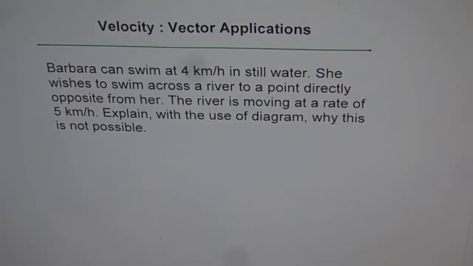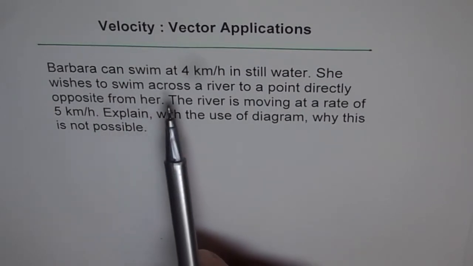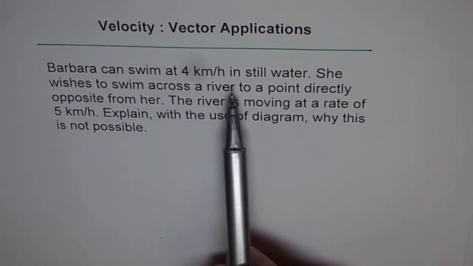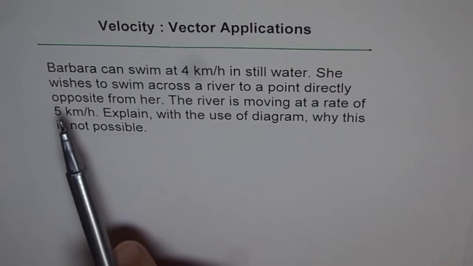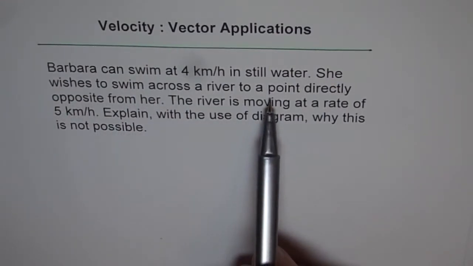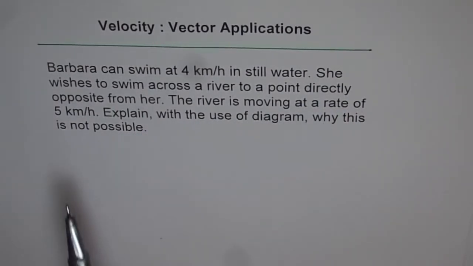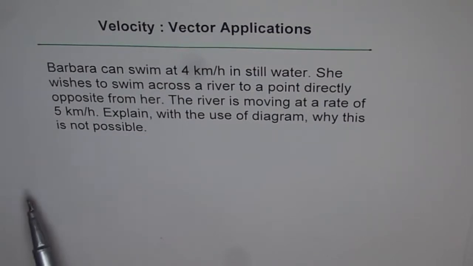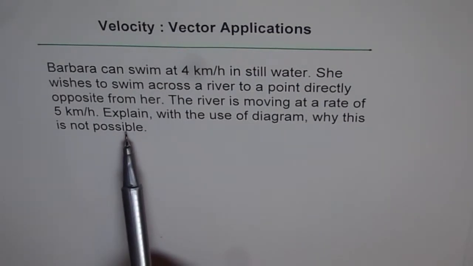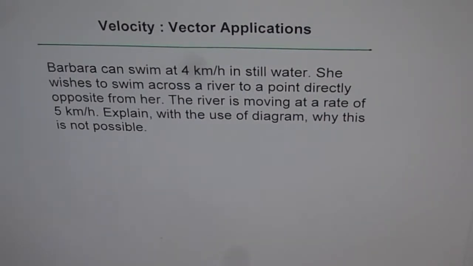Here is a very interesting thinking problem on vector applications. So we are dealing with velocity at present. Barbara can swim at 4 kilometers per hour in still water. She wishes to swim across a river to a point directly opposite from her. The river is moving at a rate of 5 kilometers an hour. Explain with the use of a diagram why this is not possible.